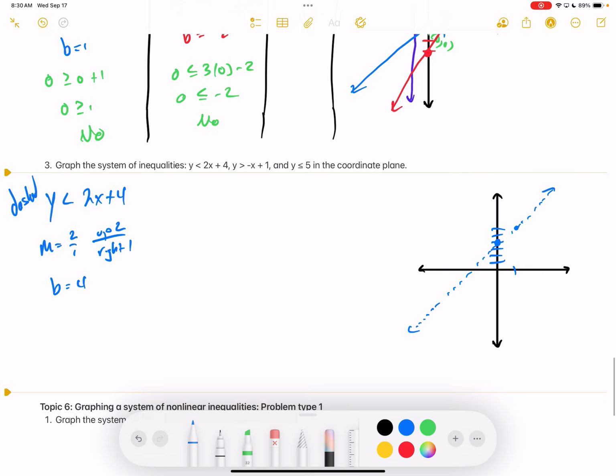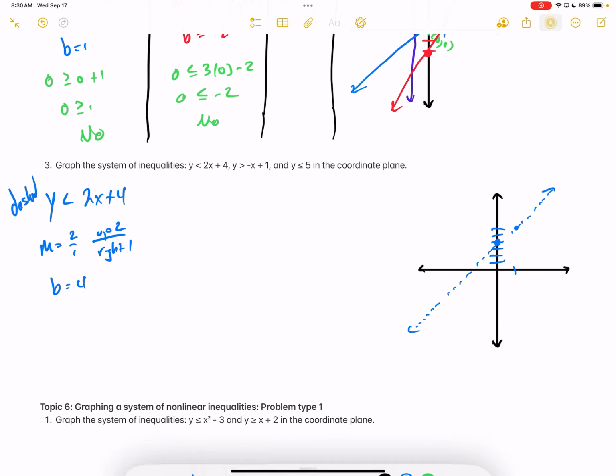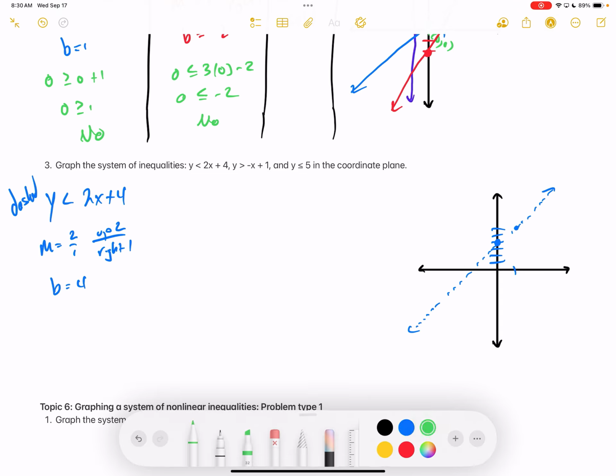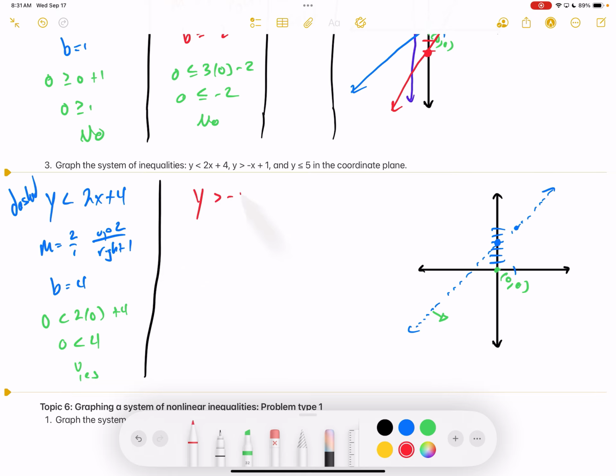All right, to shade this one, I think I need to restart my iPad. Plug in 0, 0. So 0 is less than 2 times 0 plus 4. Is 0 less than 4? Yes. So I am going to shade towards 0, 0. So I put a mark, just a mark to remind myself. My red line.